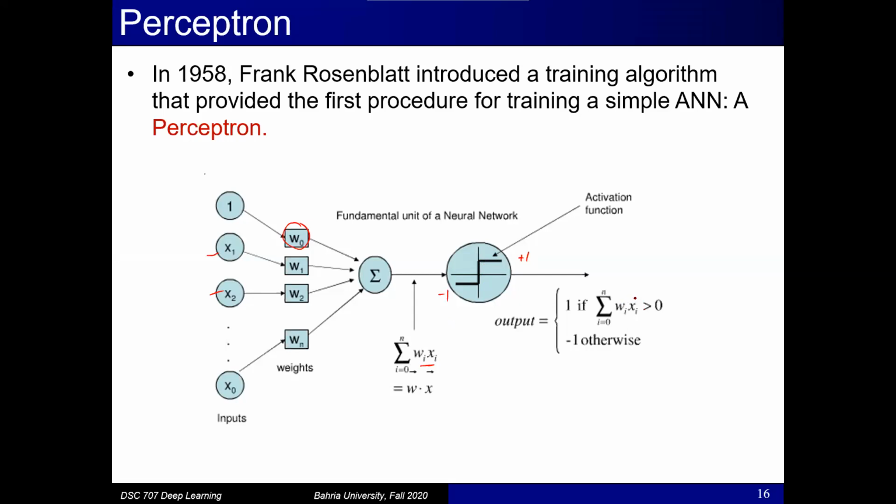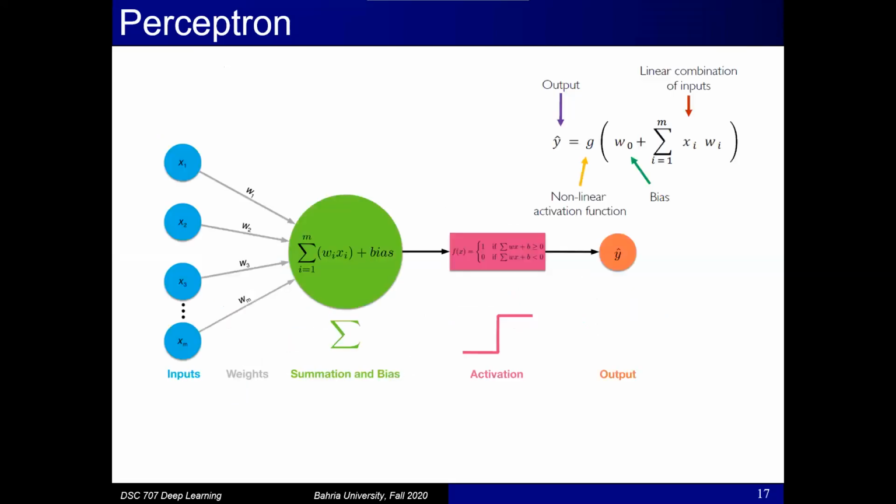So what we do is we compute this number. If this number is greater than 0, your output is +1. If this number comes out to be less than 0, your output is -1. This is the idea of the perceptron that was introduced way back in the late 1950s. Here is a cleaner version of the previous illustration: a generalized perceptron with m inputs and m weights. Again, you multiply inputs by weights, add the bias, and apply an activation function.